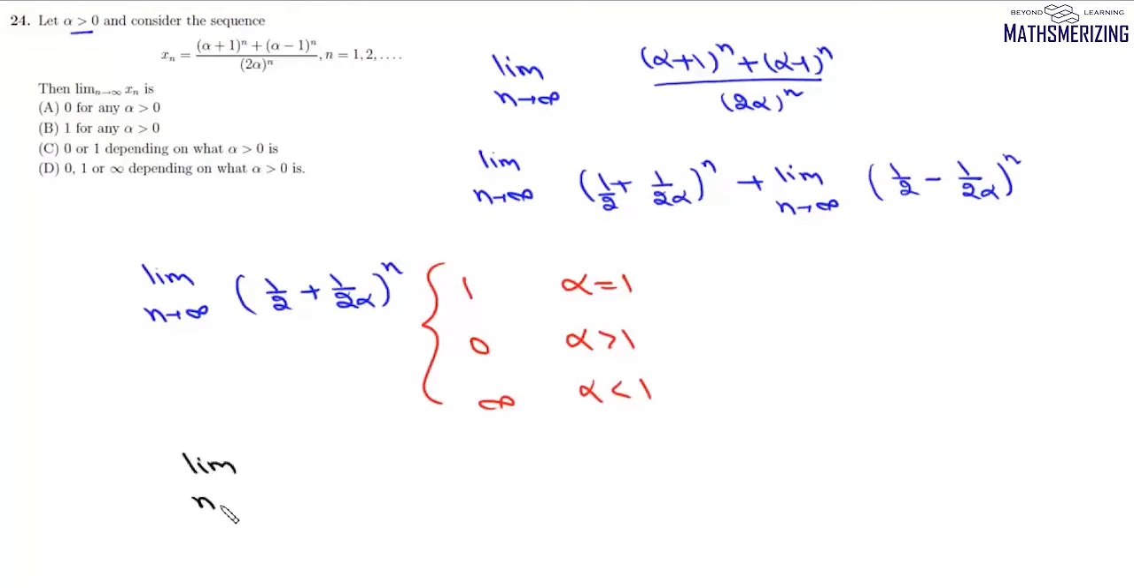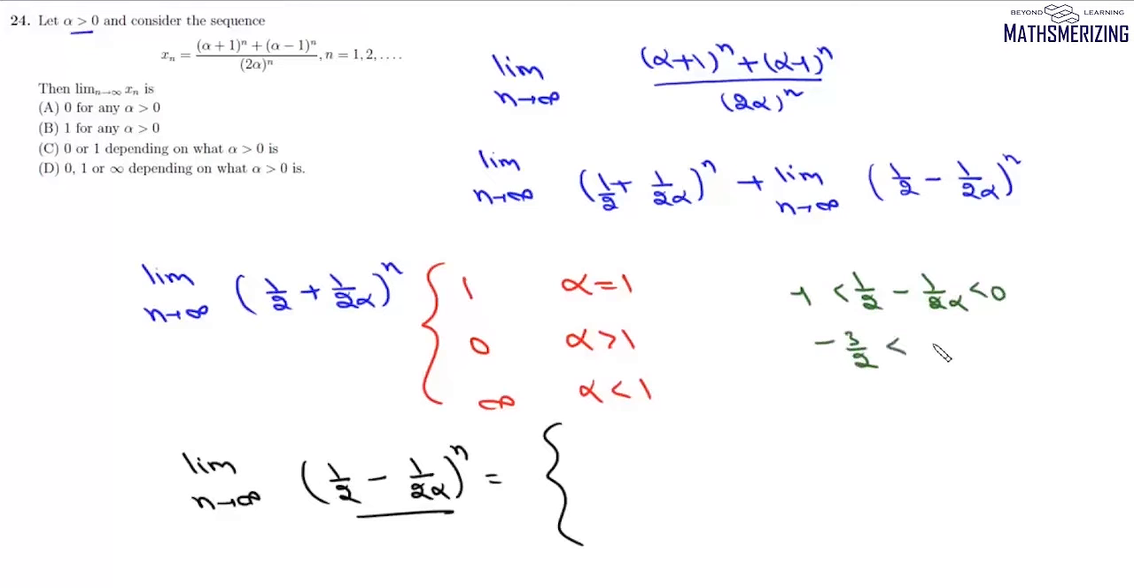Now if we take this first case, when 1 by 2 minus 1 by 2 alpha lies between minus 1 and 0, now this value will be minus 3 by 2, it will be less than minus 1 upon 2 alpha, and it will be less than minus 1 by 2. 3, it will be greater than 1 by alpha, and it will be greater than 1. And if we take the reciprocal, we'll get alpha is greater than 1 by 3 but less than 1.